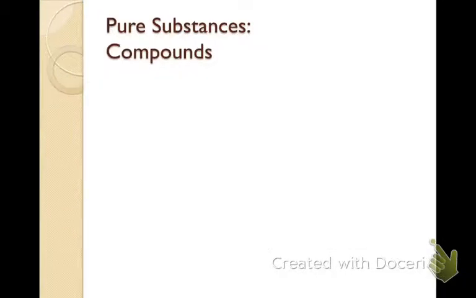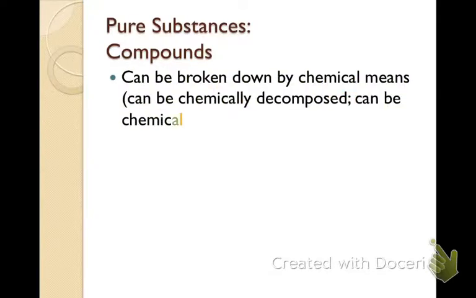The second type, or the other type of pure substance, are compounds, and these can be broken down by chemical means. You also see these other two phrases: they can be chemically decomposed or chemically separated. So make sure you underline and highlight those in your notes, just to make sure that if you see a multiple choice, you can cue in on these.